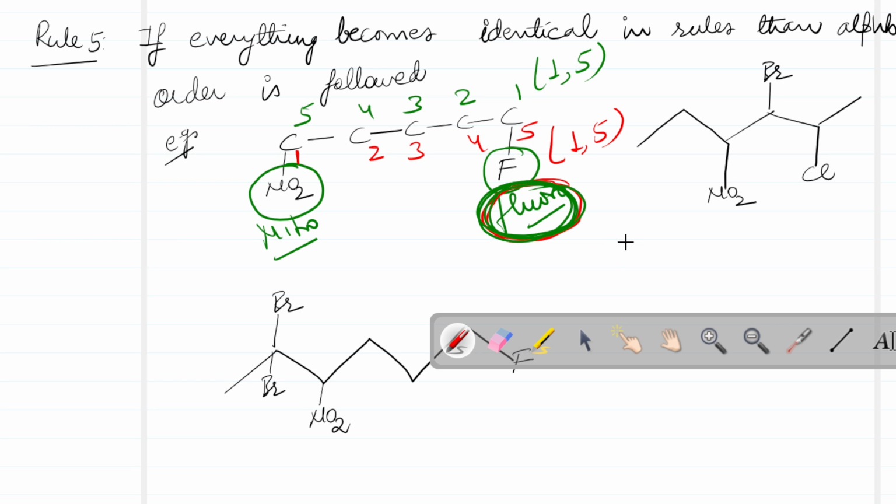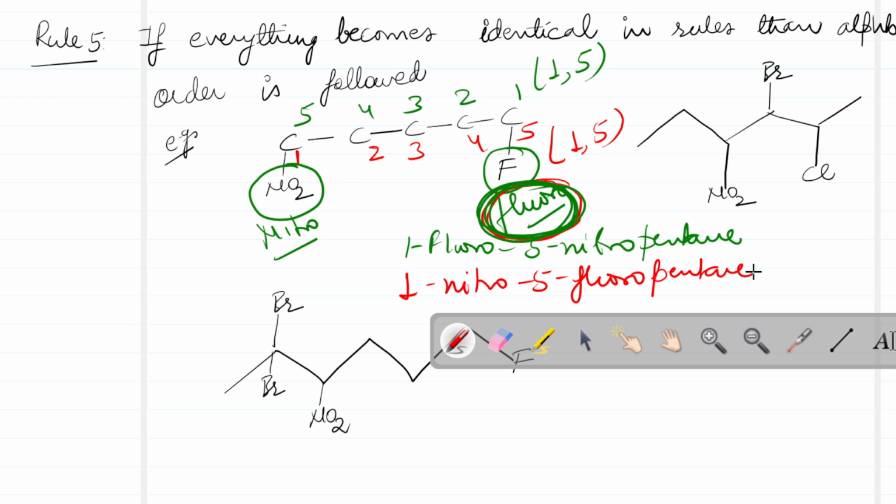So there are two possibilities. 1-fluoro-5-nitropentane, and another possibility, 1-nitro-5-fluoropentane. In the dictionary, F comes first, so 1-fluoro-5-nitropentane is the correct name, and the other is wrong. I hope you have understood the concepts involved.